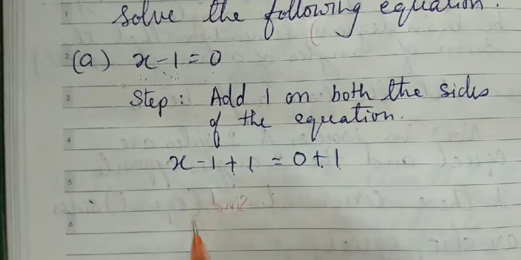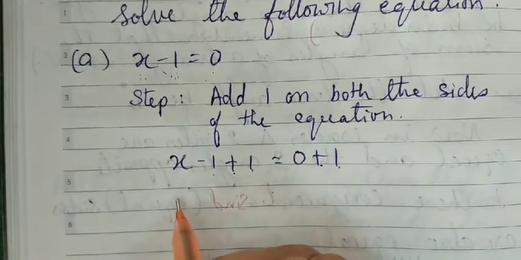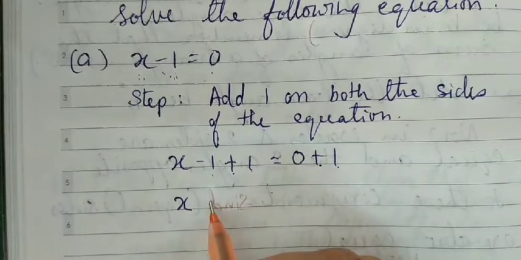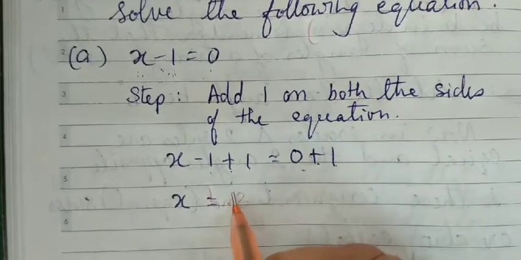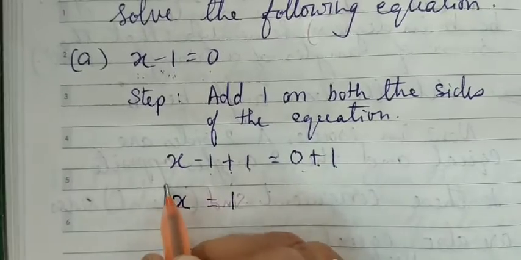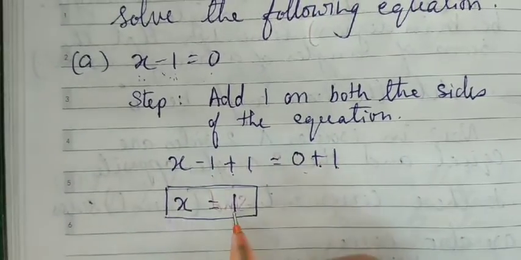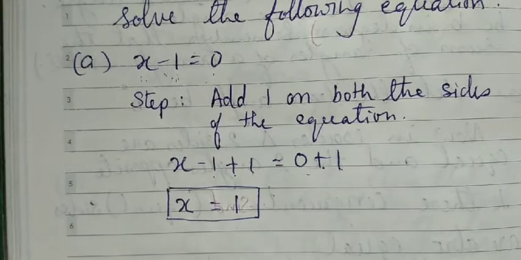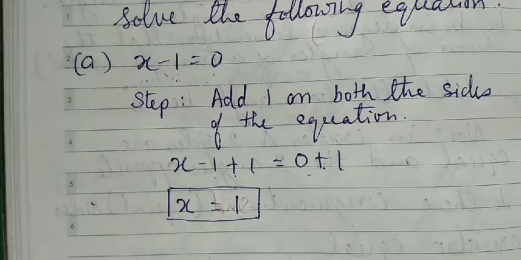ओके तो ये हुआ. अब -1 + 1 क्या हो जाएगा? 0. ओके तो एलिमिनेट हो गया. अब इस तरफ क्या रहेगा? 0 + 1, 1. सो व्हाट इज़ द वैल्यू ऑफ x? x is equal to 1. If you correctly perform this step, then only you will get the solution correctly. Otherwise, you will end up with a wrong answer.